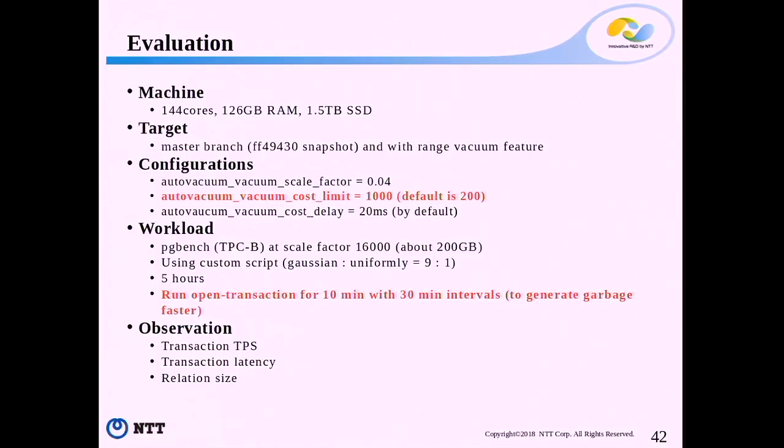I use pgbench, a TPC-B like benchmark, at scale factor 16,000, so the largest table size is over 200 gigabytes, and use a custom script. The random value is generated based on a Gaussian distribution with 90% probability. I ran it for 5 hours, and ran an open transaction for 10 minutes at 30 minute intervals to make garbage on the table faster. What I observed in this evaluation is relation size, transaction throughput and transaction latency.